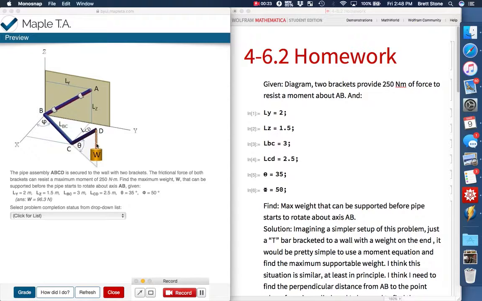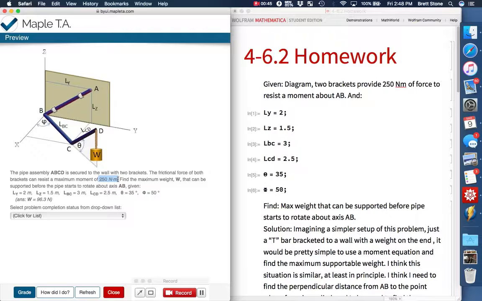What it wants us to do is figure out how much weight we can hang here at point D before the pipe starts to rotate about point A, about the AB axis. What we're not worrying about is the pipe sliding out because of the force or anything like that. All we care about is the twisting, or the moment arm. And it says that it can resist 250 Newton meters worth of moment about it.